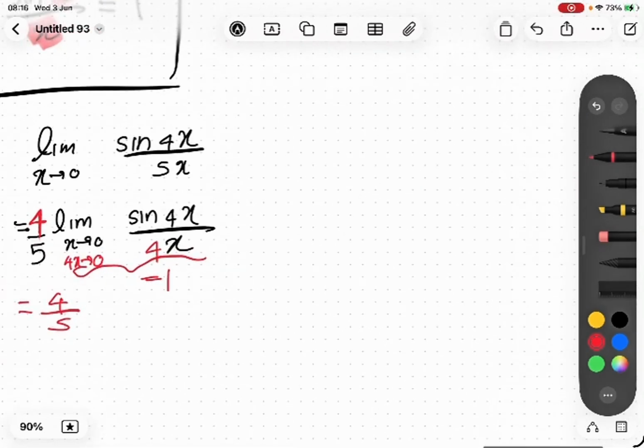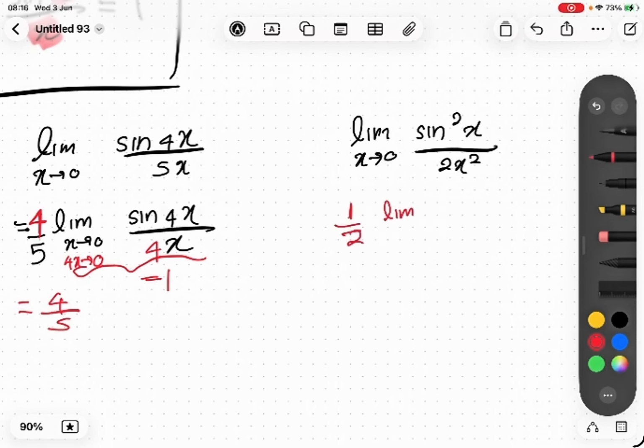Right. Another example. Limits of sine squared x over 2x squared, when x tends to 0. Okay. First thing, when you have constants, we can take them out. Here we have a 2. I will take it out as 1 over 2. Limits of sine squared x over x squared when x tends to 0.